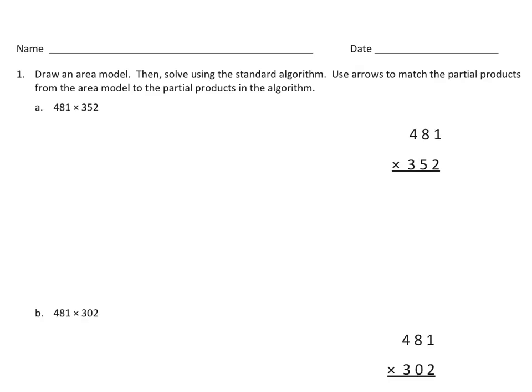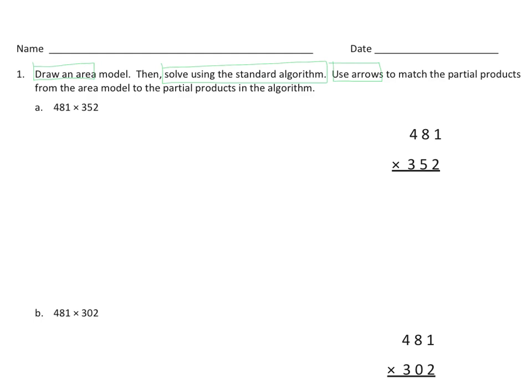Just like before, we are going to be drawing an area model, and we're also going to be solving using the standard algorithm. So box those things in. That tells us what we need to do. We also need to use arrows to match the partial products from our model to the standard algorithm.